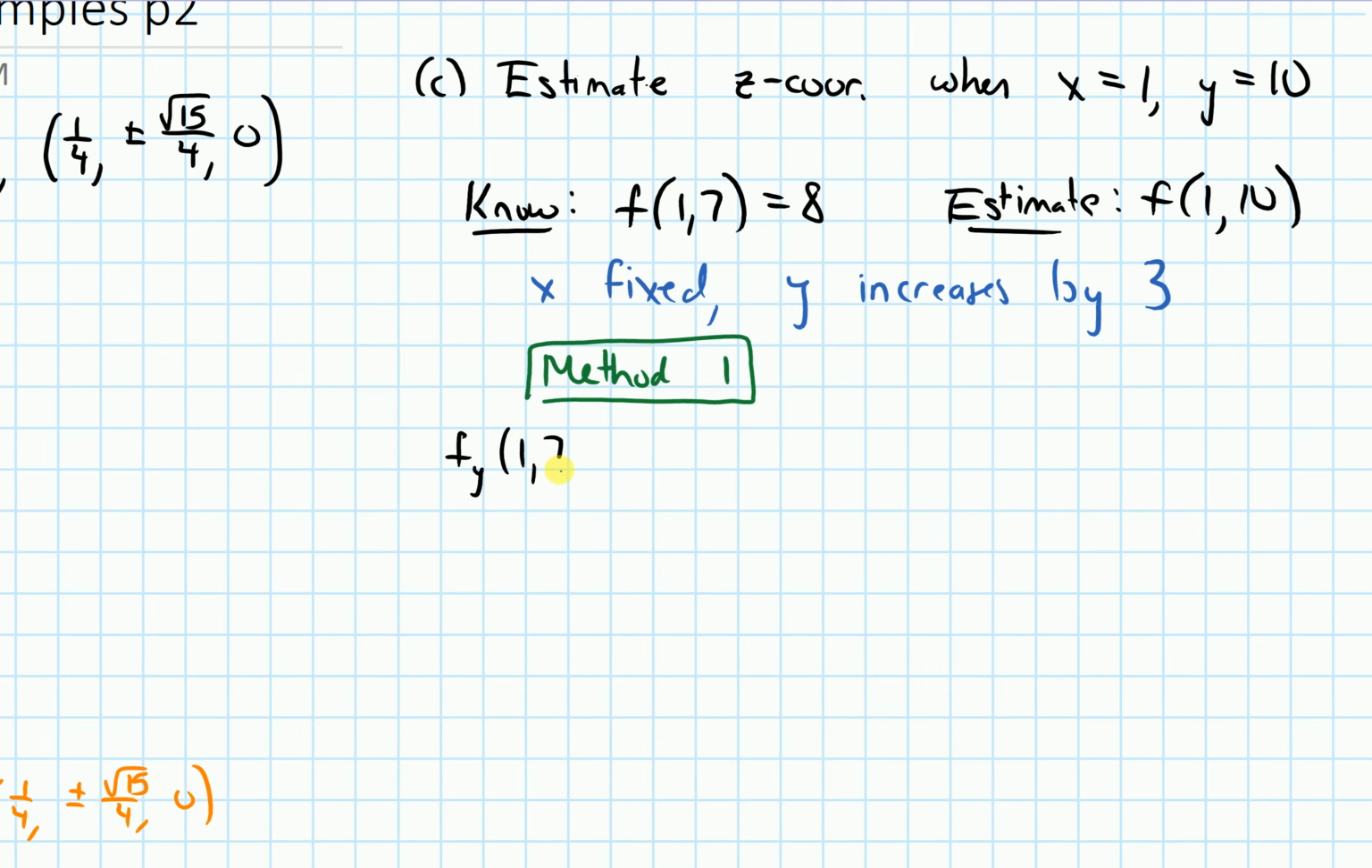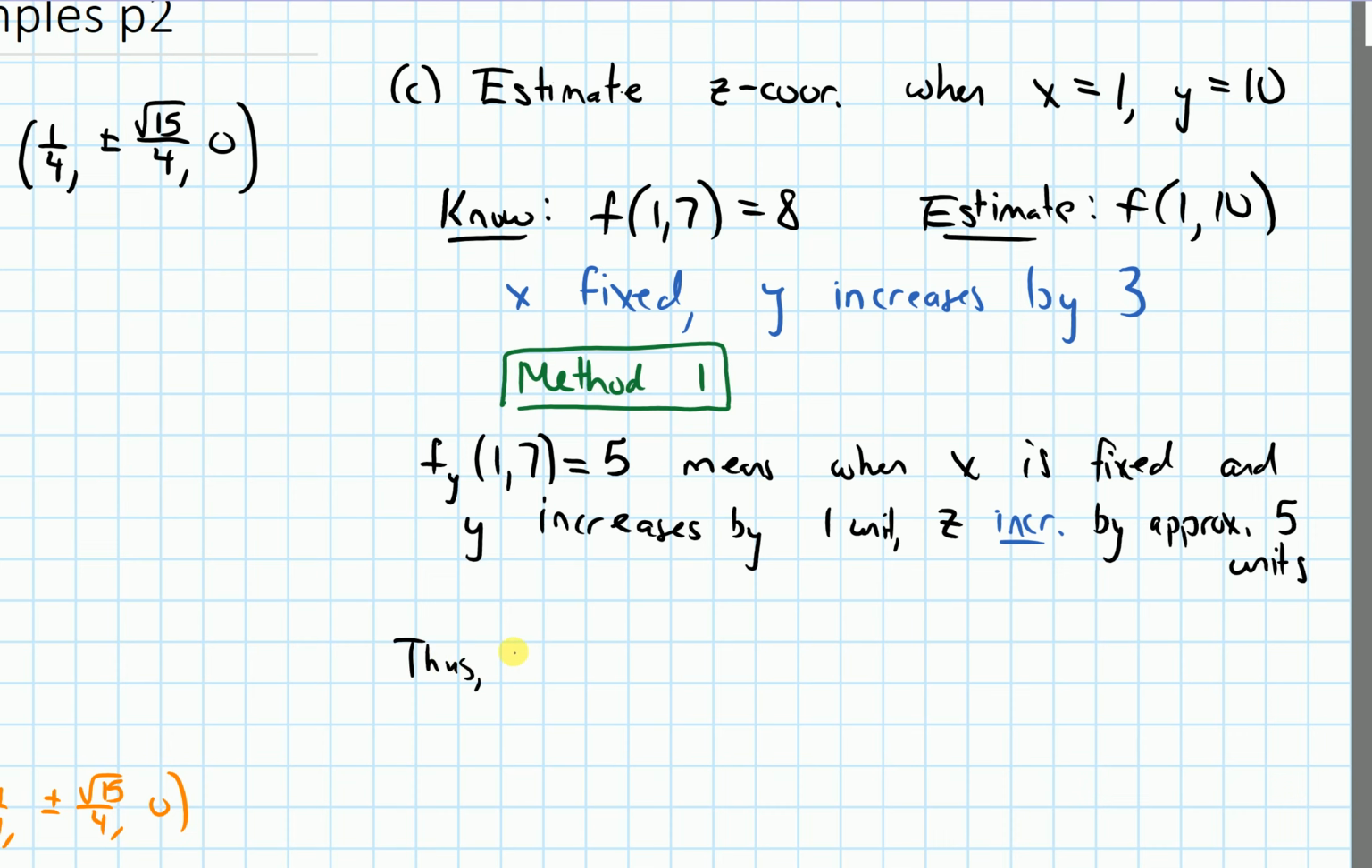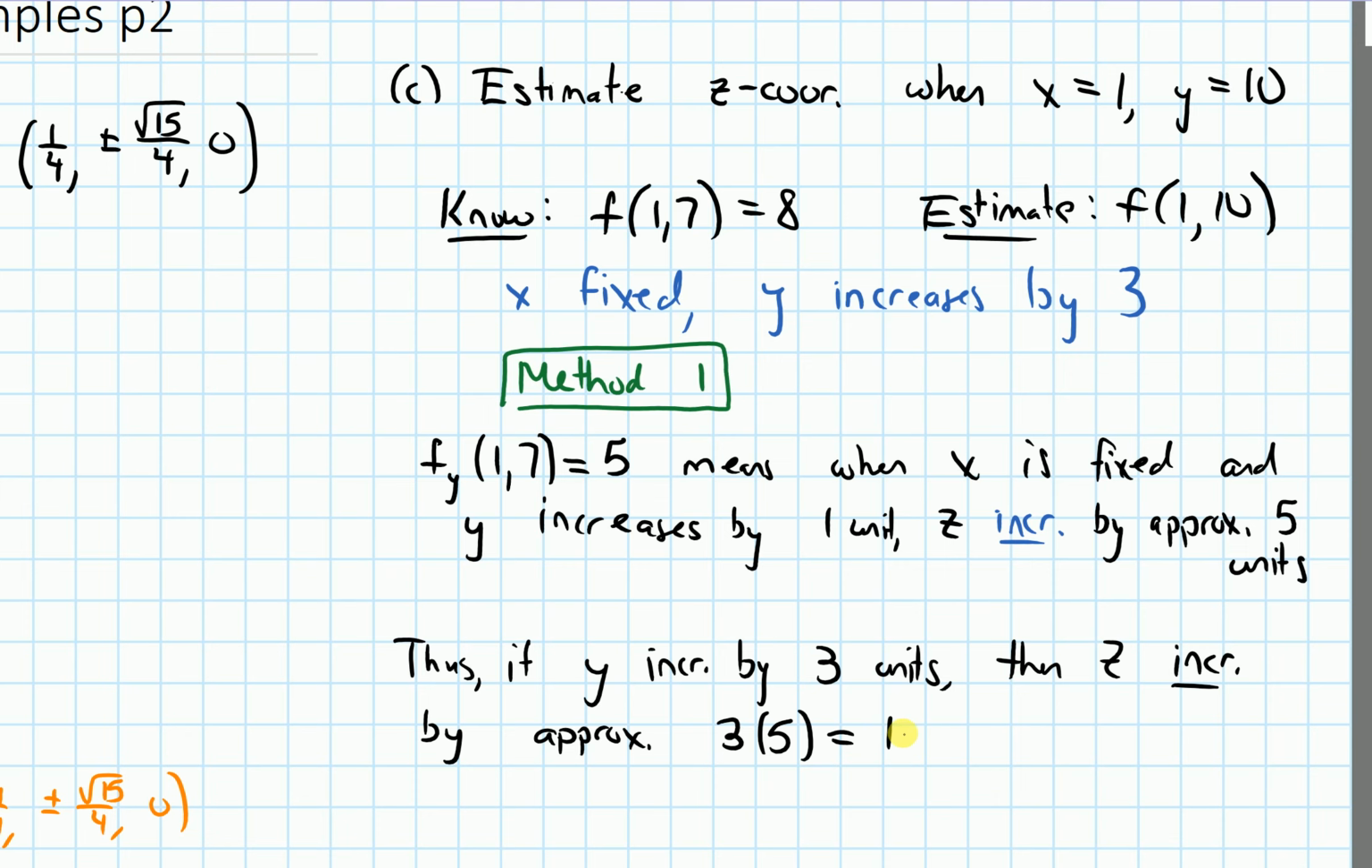So the y partial at this point, 1, 7, where x is 1 and y is 7, is 5. And that means that when x is fixed and y increases by 1 unit, z also increases by approximately 5 units. Okay, so now we just got to make y increase by more. So thus, if y increases by 3 times as much, if y increases by 3 units, then z increases by approximately 3 times 5, which is 15 units.